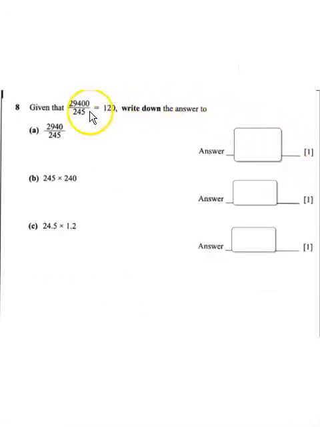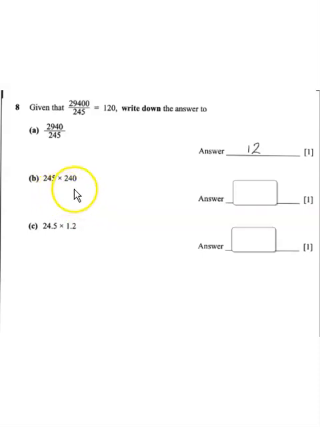For question 8, it says, given that 29,400 divided by 245 is equal to 120, write down the answer to 2,940 divided by 245. Now you can see the top one is missing a 0, and what's happened is they've divided the top part of that fraction by 10. If you do that, you affect this answer of 120 as well, and you have to divide that by 10, so you would get 12. So that's affected this final answer.